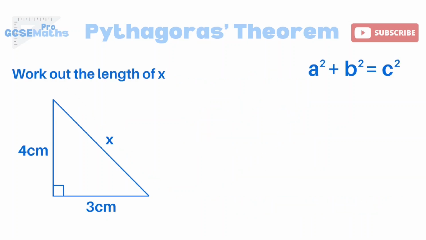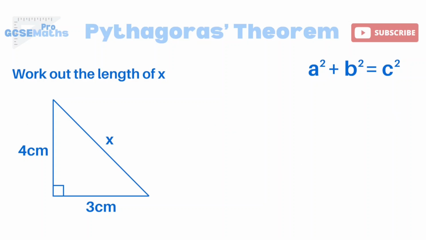They might not tell you that you need to use Pythagoras' theorem. So for example here, the question just says, work out the length of x. You might have to know, okay, I need to use Pythagoras in this circumstance. But once you've figured out you need to use Pythagoras, it's just a question of labelling the sides correctly and then substituting the numbers in.